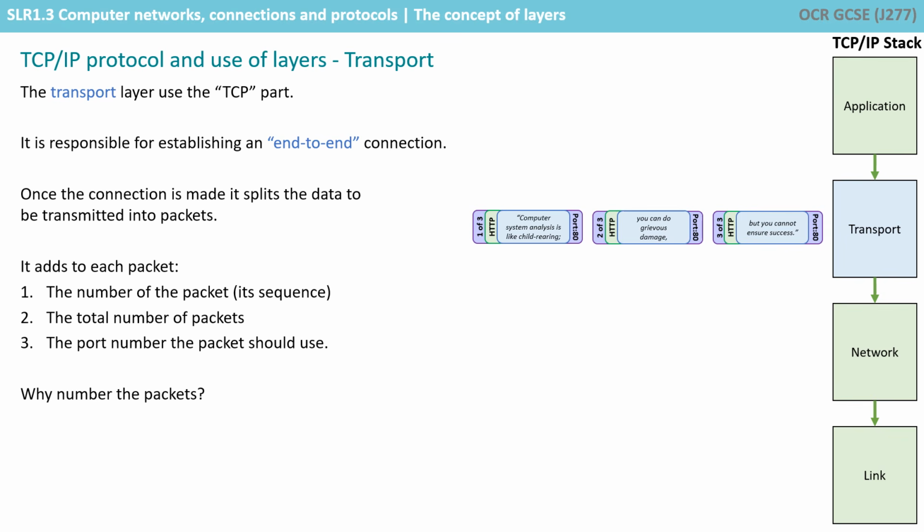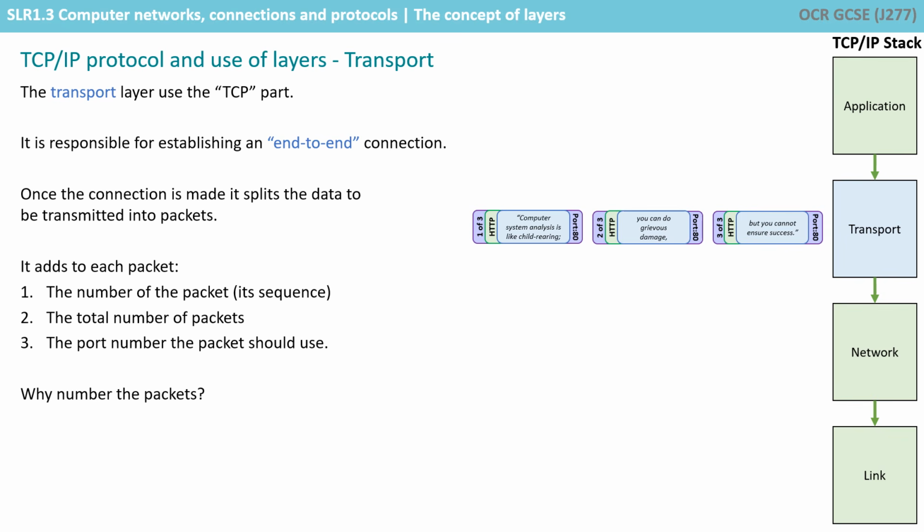We then pass this down to the transport layer. Now the transport layer is the layer which is using the TCP part. It's responsible for establishing an end-to-end connection. Once the connection is made, it splits the data to be transmitted into packets. Now this message is too short, so it probably wouldn't really be split into packets, but we're going to do it anyway for this example. But typically a data transmission would be much larger, and therefore it would be split into a number of packets.